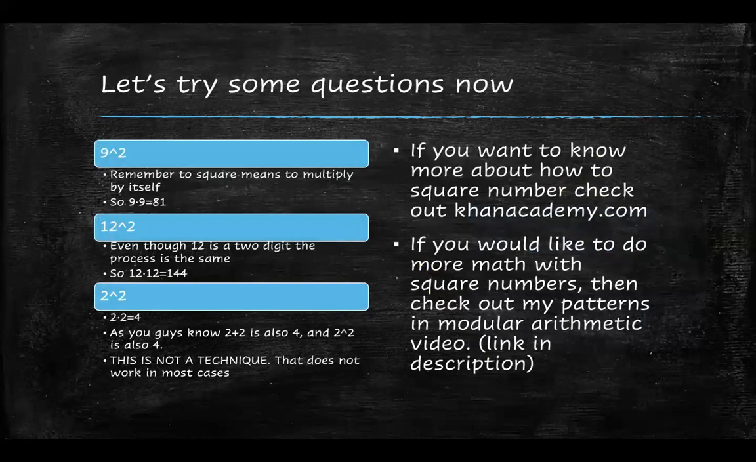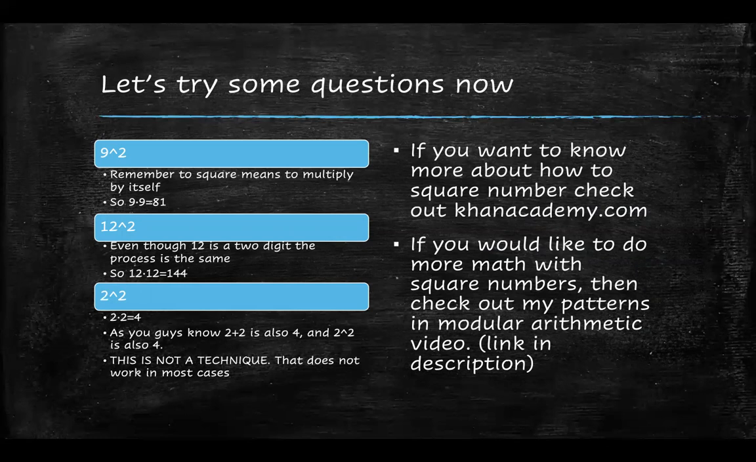Let's try some questions now. What is 9 squared? Remember, to square means to multiply by itself. So 9 times 9 is equal to 81. 12 squared. Even though 12 is a 2-digit number, the process is still the same. 12 times 12 is 144.